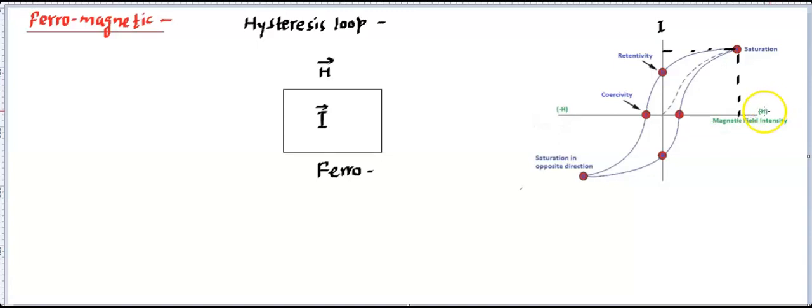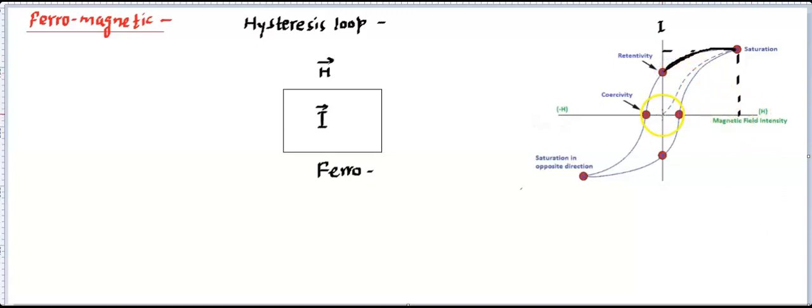If we reduce H, this is not going to follow the old path to come to 0. This is not the case in ferromagnetic materials, whereas in para and diamagnetic materials, if we increase H, I increases, and if we decrease H, I decreases, and it remains proportional. Here, even as we decrease H, you will find it follows this path. That means you will be getting magnetization all the time.